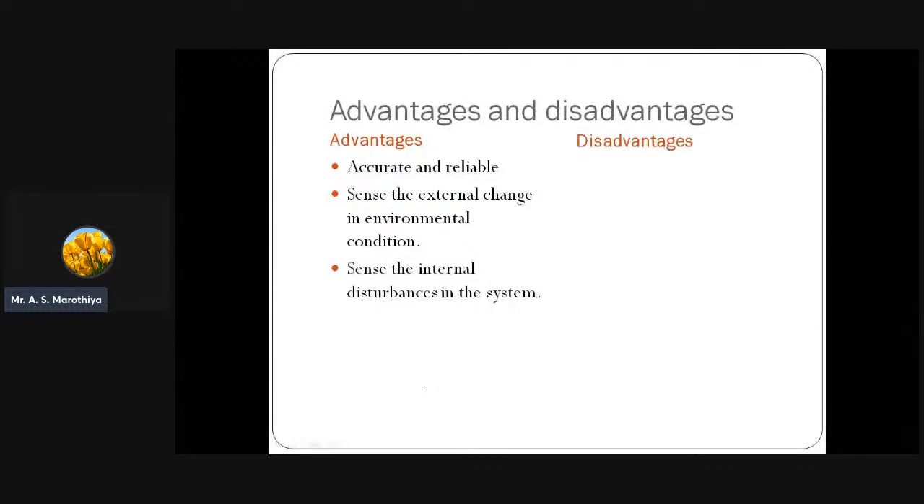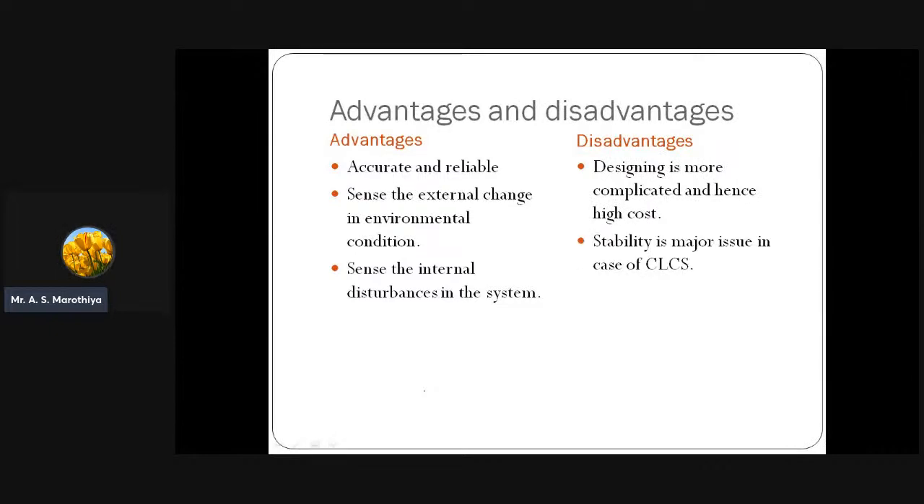Now what are the disadvantages? Number one, designing is more complicated, hence they are highly costly. Then stability is the major issue in the case of closed loop control systems. That is very important. Now, let us try to understand the comparative analysis of open loop and closed loop control systems.